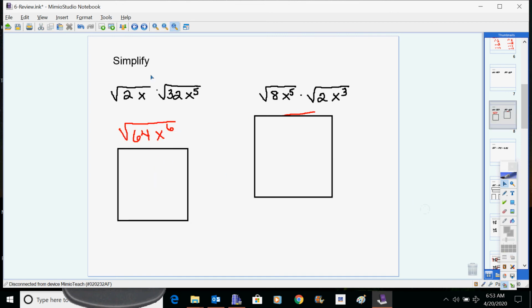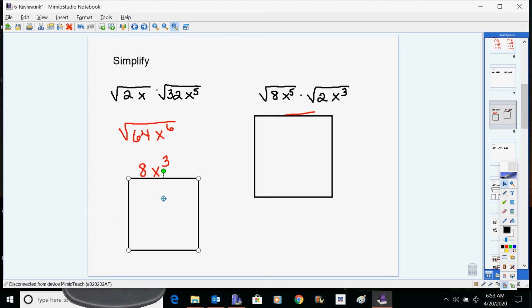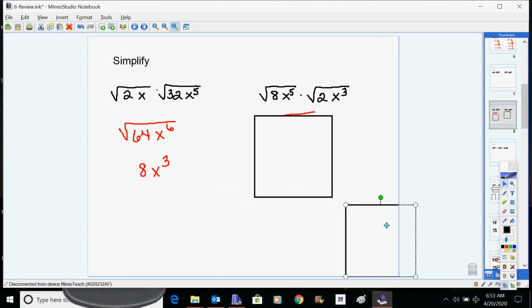That helps you out a lot, because if you were to use factoring method here, you'd have an extra 2. But if you start off by just bringing them under the same radical, it makes a problem like this much easier, because the square root of 64 is 8. And the square root of x to the 6th is x to the 3rd.